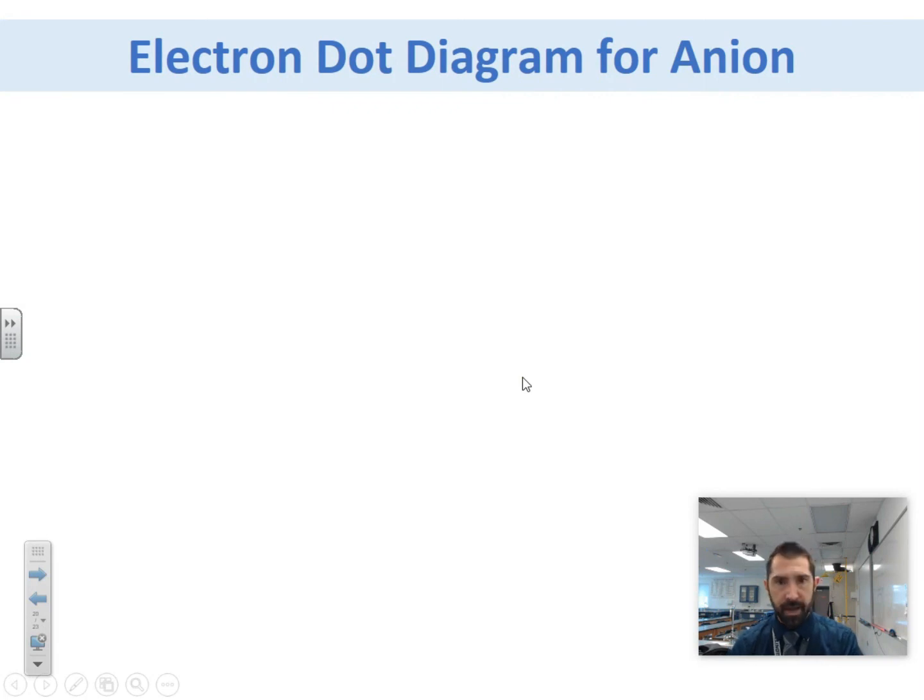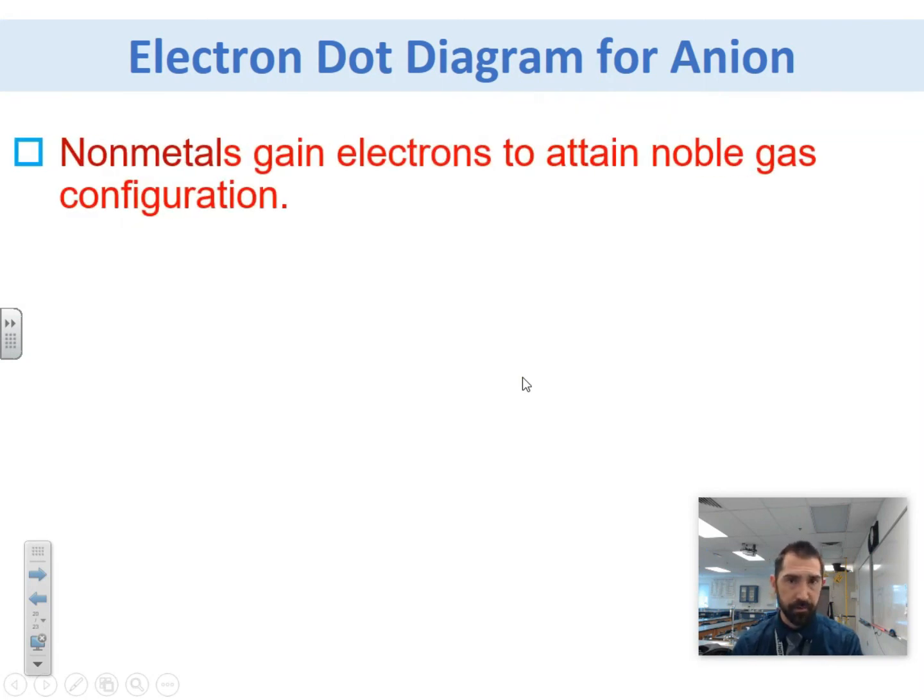And then finally, how about an anion? So nonmetals, and again, think about ionic compounds. We know the second element is going to be a nonmetal. Well, the nonmetals are going to gain electrons.